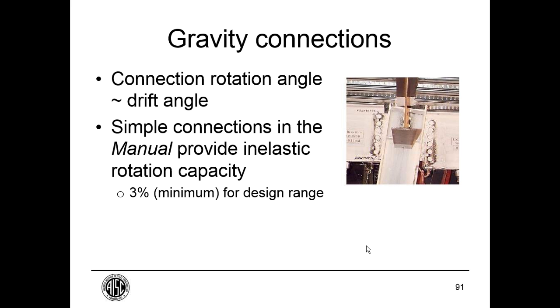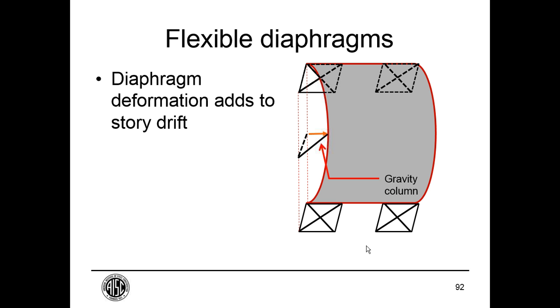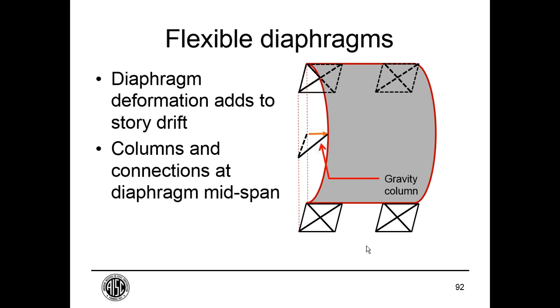These connections are typically detailed so that they have 3% rotation capacity within the design range. And then when you add some seismic drift on top of that, that can be accommodated and still maintain the integrity of the connection. Where we have flexible diaphragms, say a big box store, we should be aware that there's some extra deformation required, extra slope, extra P delta effect, and the like, where the diaphragm is contributing significantly to the lateral displacement. So that would be increased rotation, increased P delta effect.